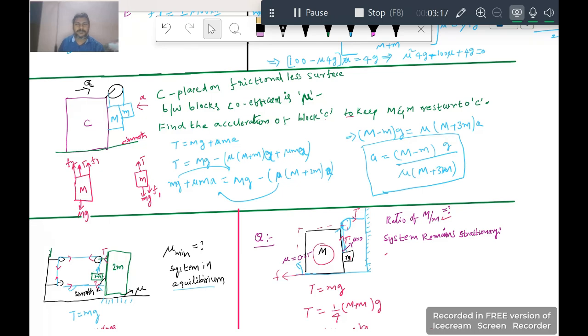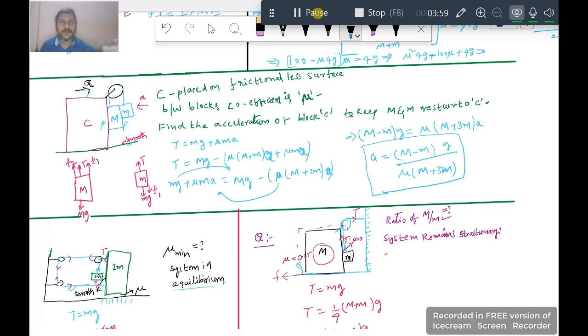Check once. So C is placed on a frictionless surface. So here this is smooth. And capital M and small m are connected with the help of a pulley and massless strings. So tension is the same here. And both the blocks have friction mu. So here it is mu, and here also it is mu. Find the acceleration of block C. So how much acceleration it has to move rightwards to keep M and m at rest.